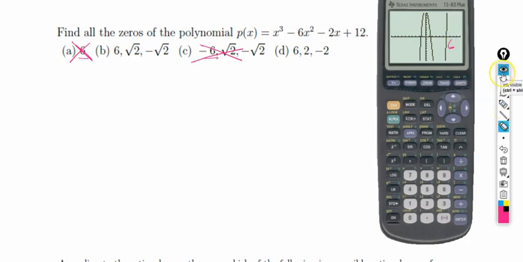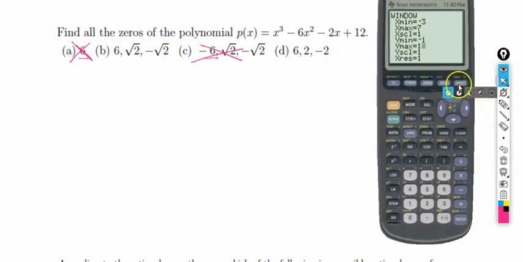So let me go here and click on window. Let me take it from negative 3 to 7. And let me have that again from negative 1 to 1. And take that. And then I'm going to click on graph. Okay, so we've got an x-intercept at 6.